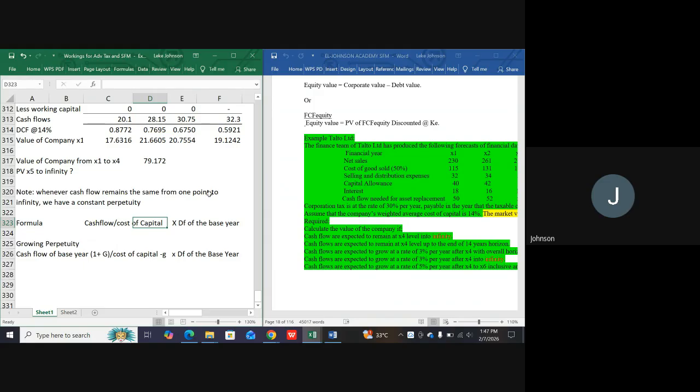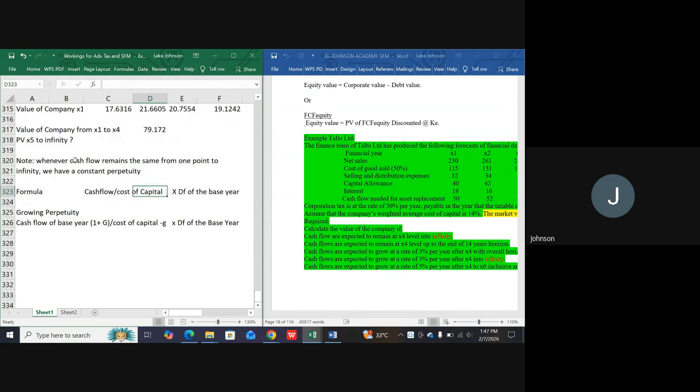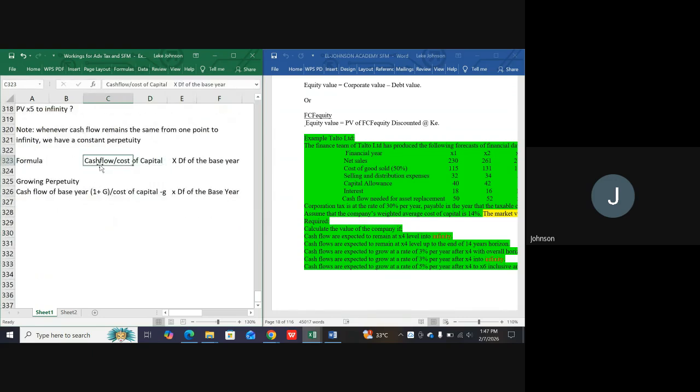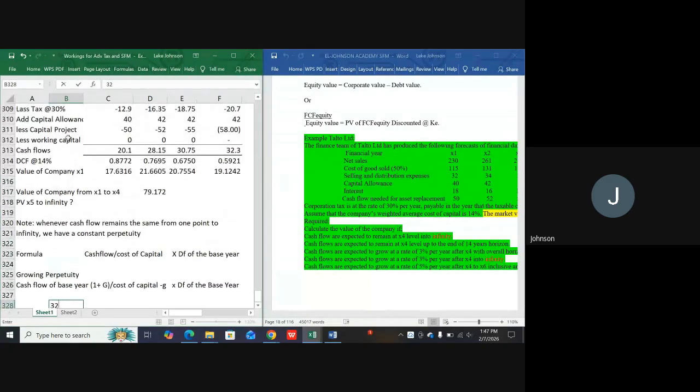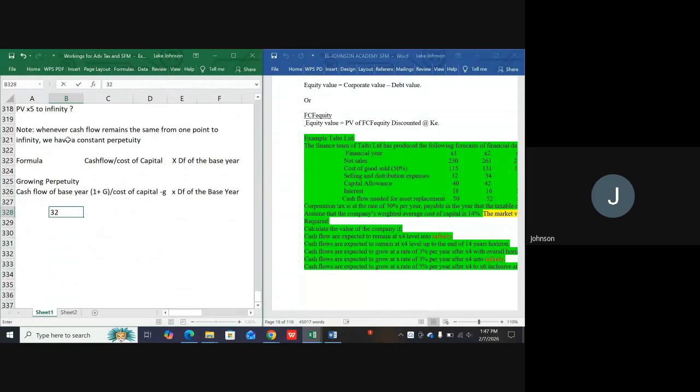So let's now start working. Because we have a constant perpetuity, we are going to use the first formula, which is cash flow of the base year divided by the cost of capital given in the question, multiplied by the discount factor of the base year. So we now come over here, the cash flow of the base year is actually 32.3.